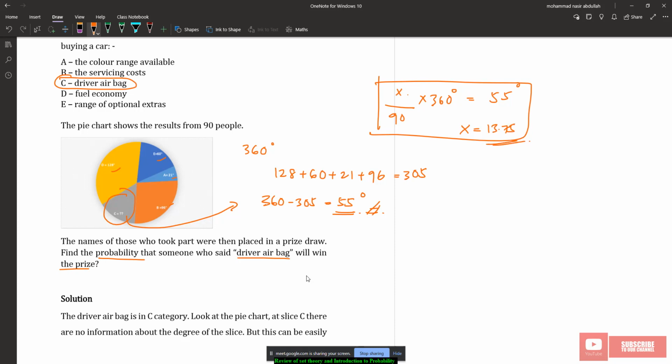$13.75, right? So I think the answer below is not correct. We want to know what is the probability who will win. Someone says driver airbag means that 13.75 divided by 90 should be 0.1527. So basically it's the same answer. More or less the same. This is another way to calculate. Right? Okay?